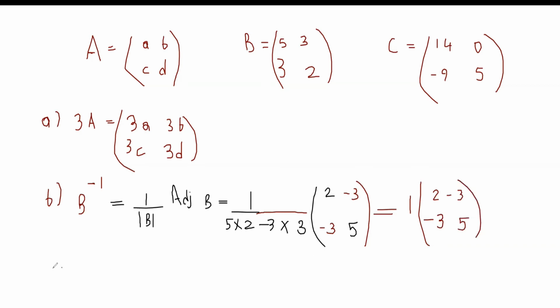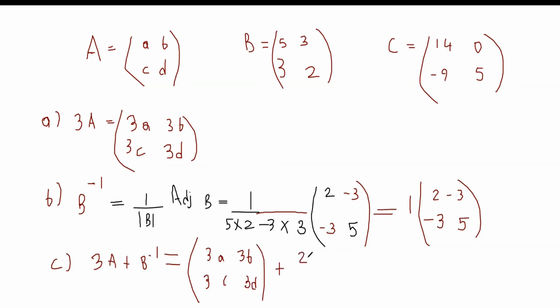Then part C said now to find the matrix 3A plus B inverse. So to find 3A plus B inverse, all you're doing is adding these two matrices. So you're adding 3a, 3b, 3c, 3d. You're adding that to 2, minus 3, minus 3, 5.